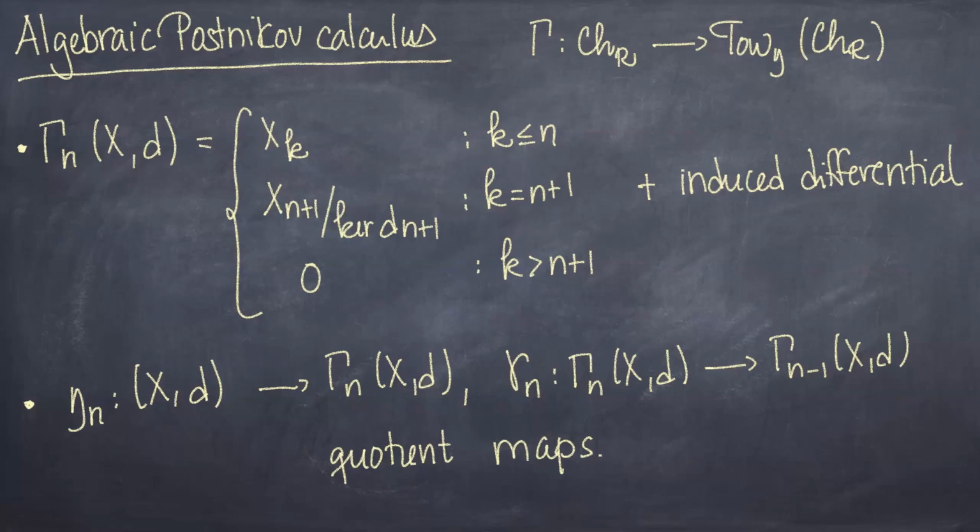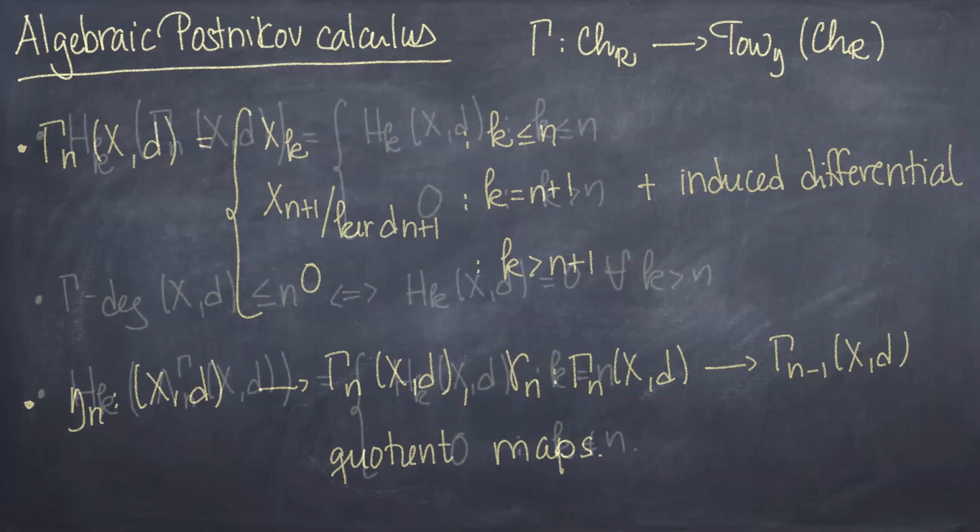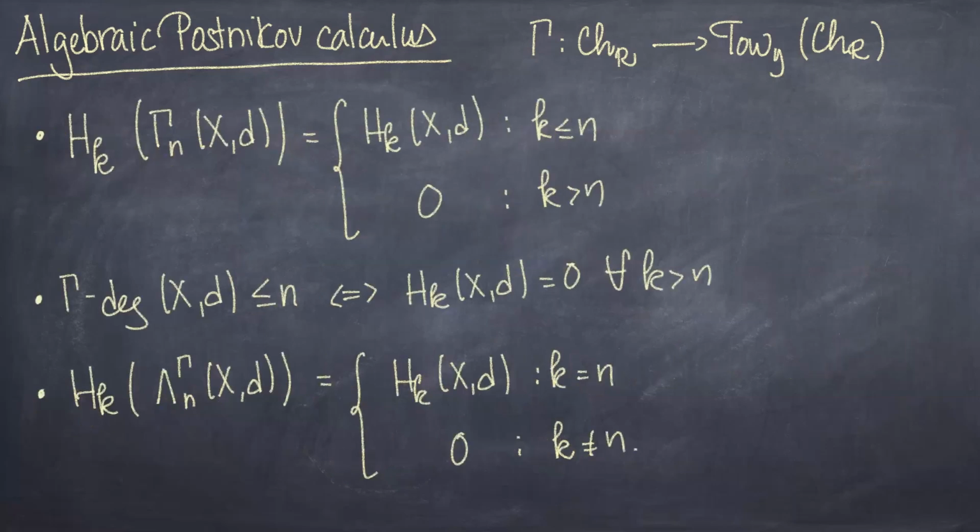And is this some kind of calculus? If so, what does it look like? It does indeed give me a calculus. And what we see is that if I calculate the homology groups of gamma n of X, they are the same as the homology groups of X to degree n and 0 above. The gamma degree of X being less than or equal to n just means that its homology group is 0 above degree n. And we can again compute this layer functor, and we see what it means to be homogeneous. Gamma degree n means the homology is concentrated in degree n, and indeed it picks out exactly the nth homology group of X. So this is an algebraic analog of what we saw for topological spaces.